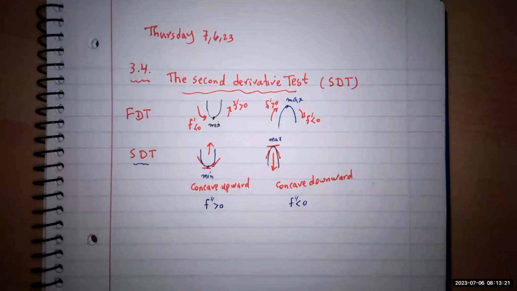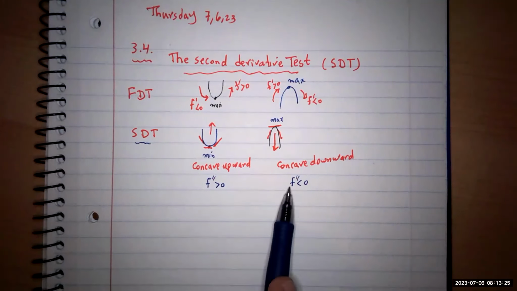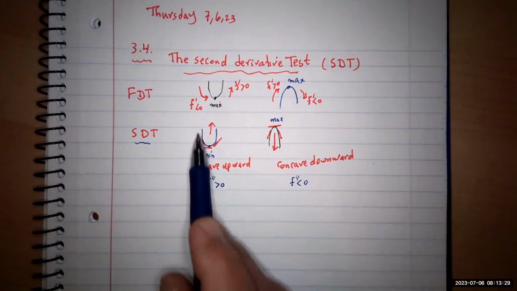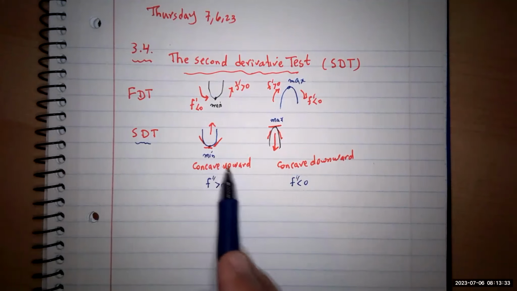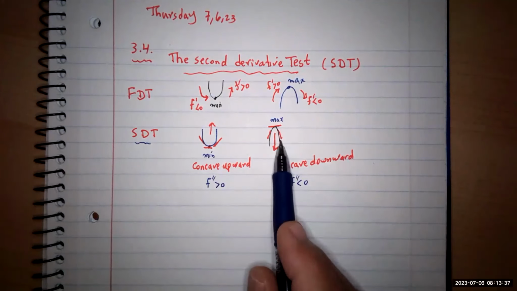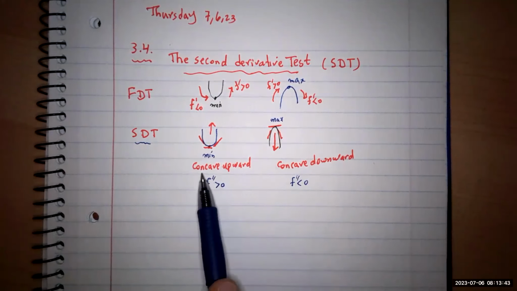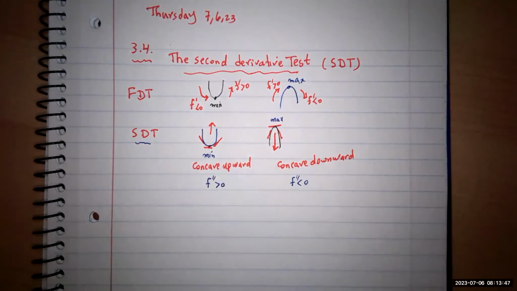Very easy test. So we find the critical value, we drop it into the f double prime. If it is positive, we say it's concave up, so the point is the minimum. If it is negative, we say it's concave down, and the point is the maximum. That's the second derivative test. But I have to define what concavity is, and then at the end, what the second derivative test is. Okay, that's what we are going to do.